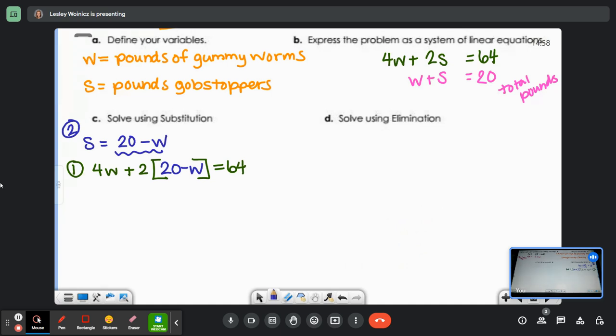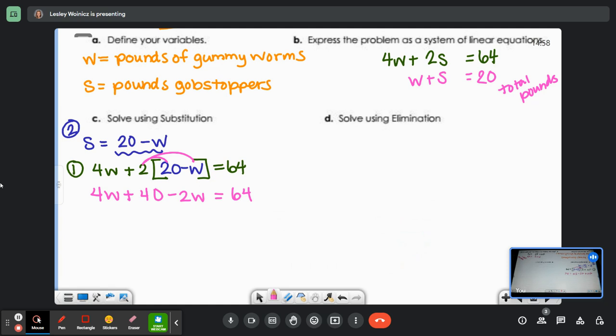Now I have an equation that I could have solved in my first week of algebra with one variable. How do we get rid of grouping symbols, whether they be parentheses or brackets? Distribute. There we go. So 4W plus 2 times 20 is 40. 2 times negative W is negative 2W equals 64.